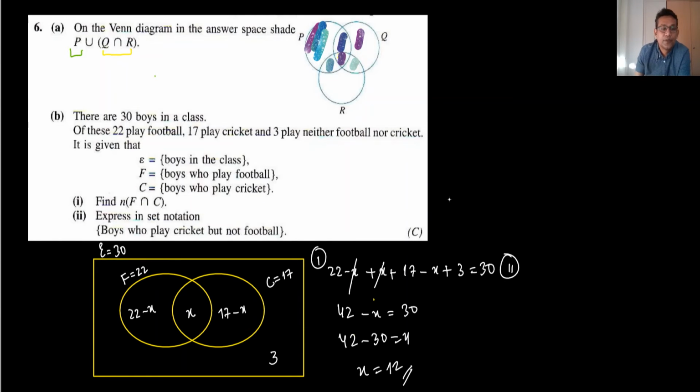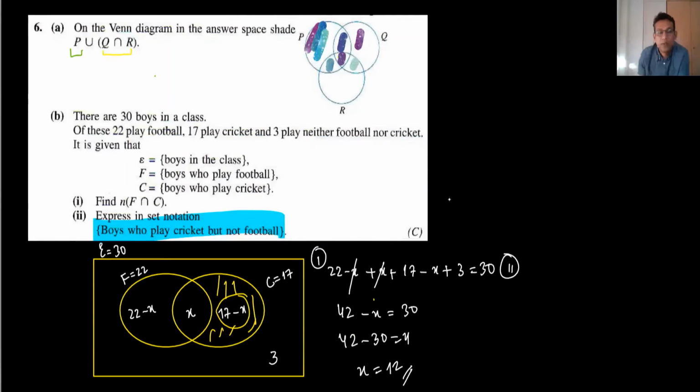Part two, express in set notation the boys who play cricket but not football. First of all, can you shade this part? If you shade this part, then it's very easy to write the answer. Let's see. Boys who play cricket but not football play cricket. So this is the right part.